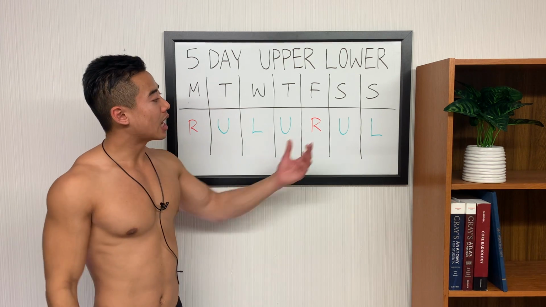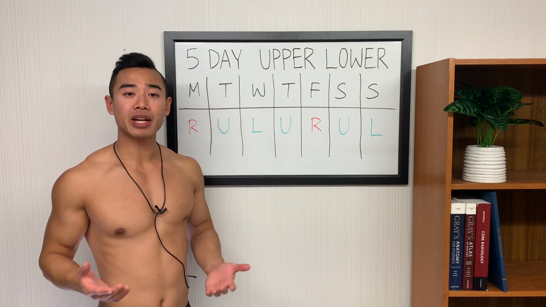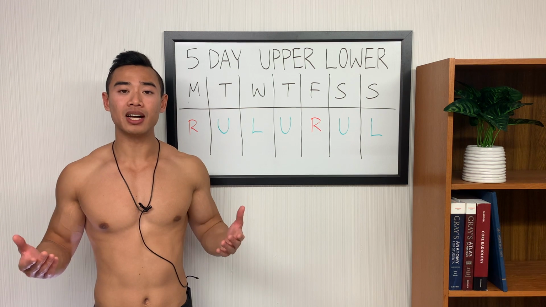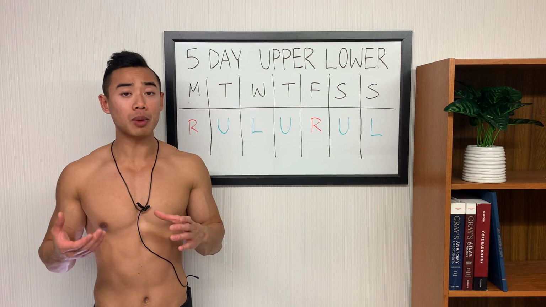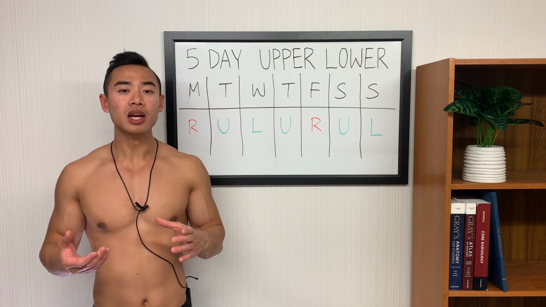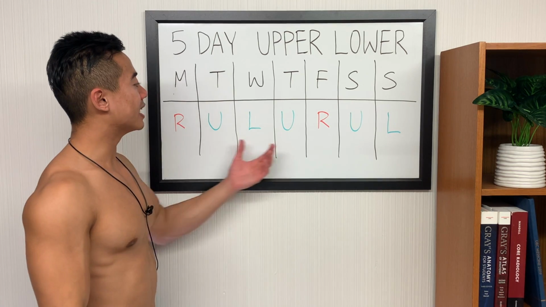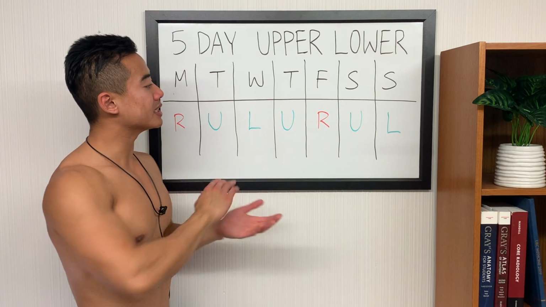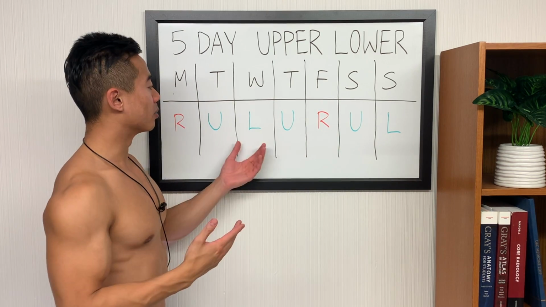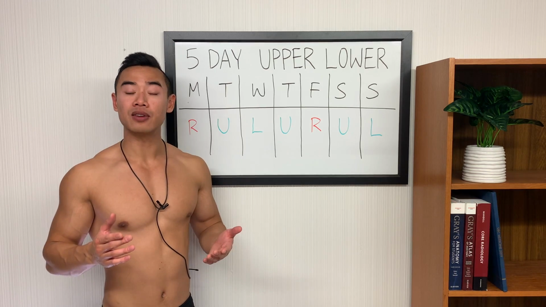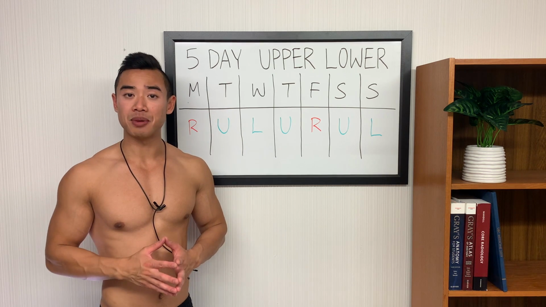You'll notice that when I put upper and lower days next to each other, I like to have my upper day come before the lower day. And this is because a heavy leg day can interfere with your upper body training coming the next day. But this doesn't happen so much the other way around. You'll also notice that I've split up my days so that the upper days are evenly spaced throughout the week, as are the lower body days. This is to make sure that you have enough time to rest in between training the same muscle groups.